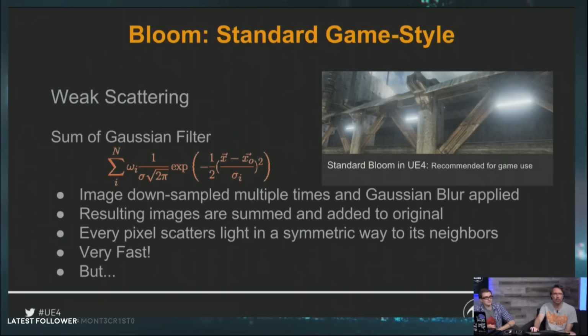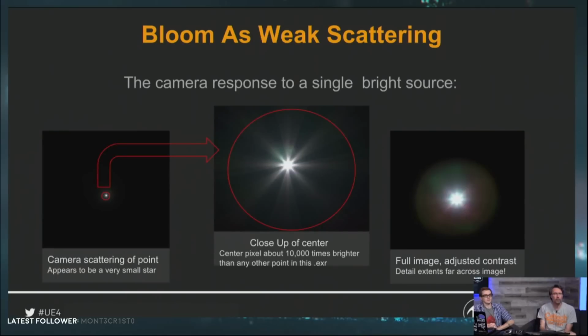But we want to introduce something that was more cinematic. So for that, instead of a very symmetric bloom, we want to use something that's not a Gaussian, not circular the same way, but is actually the response of, say, a camera to a very, very bright pixel. So that's what I'm showing right here. This is camera scattering a single point of light.